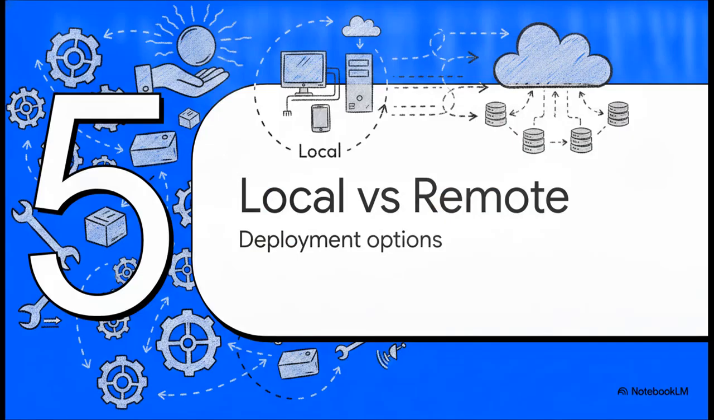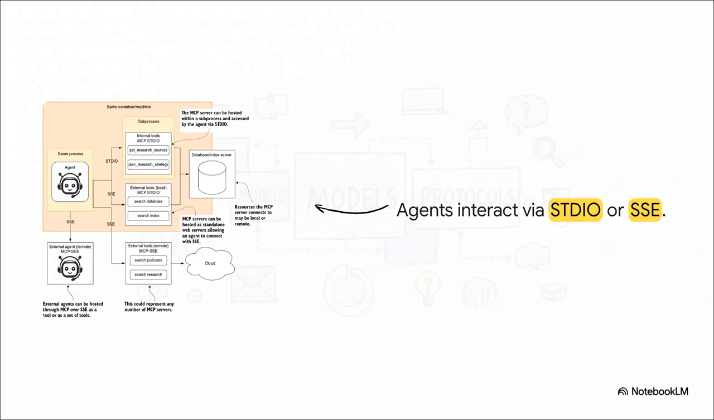Moving right along to Section 5, local versus remote deployment. Let's talk about how you actually connect everything up. MCP is incredibly flexible. You can run a super secure internal process right on your own laptop, or you can connect to a massive external database hosted in the cloud. For a local setup, the agent and the MCP server run on the exact same machine, communicating via STDIO. That stands for Standard Input and Output Pipes. But if you're building something bigger, an agent can also connect to an external remote tool server over the cloud using SSE, which stands for Server Sent Events.